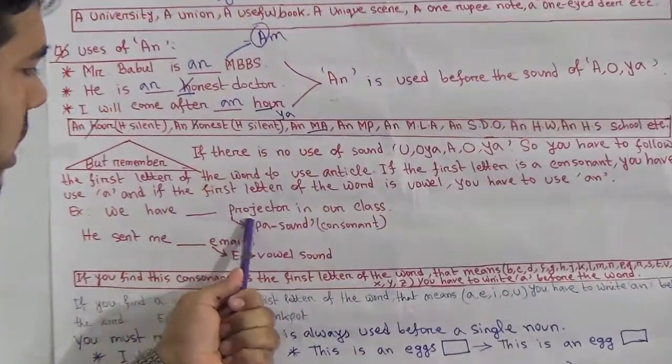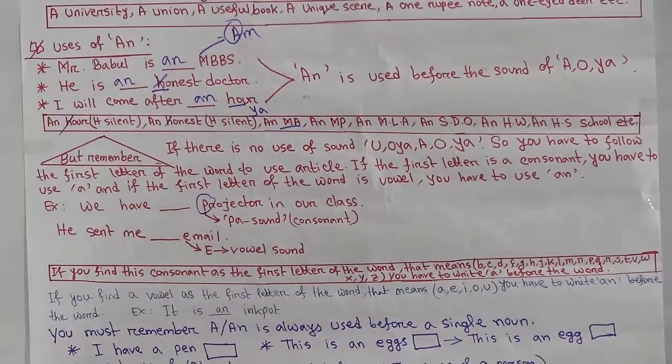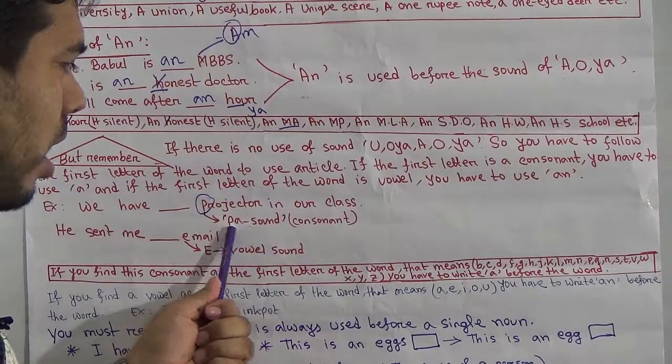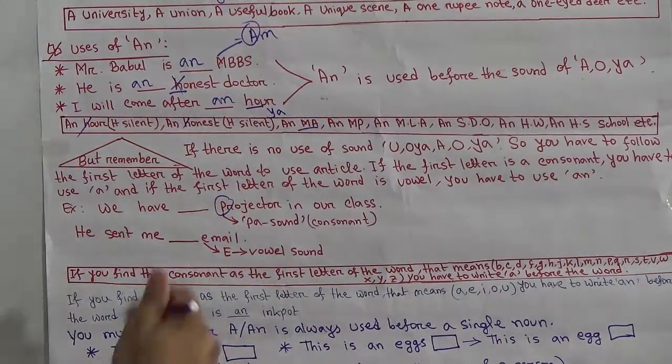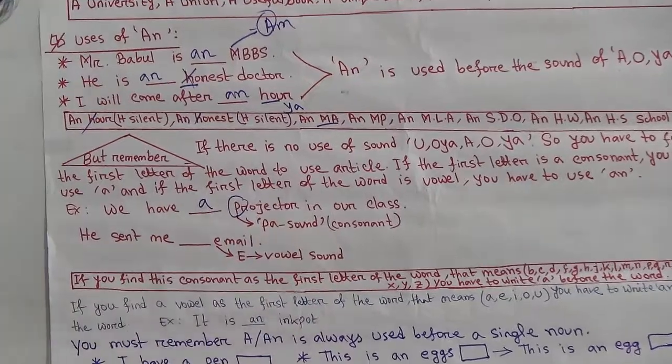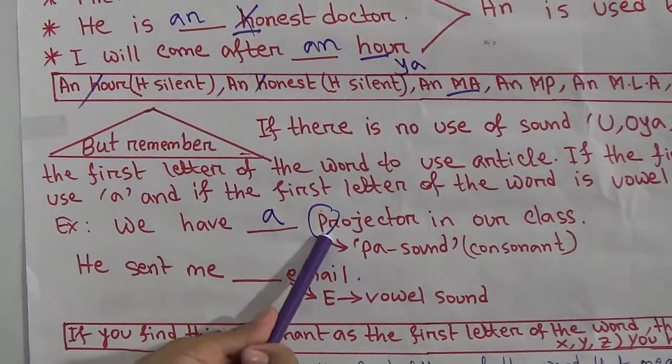We have a projector in our class. To produce the word projector, the "pa" sound comes first. Pa sound here is a consonant sound. So we must write here "a", because here "p" is a consonant sound and a consonant letter also.